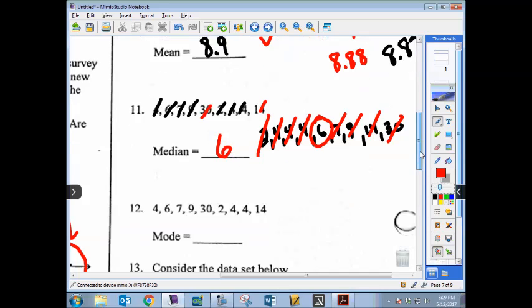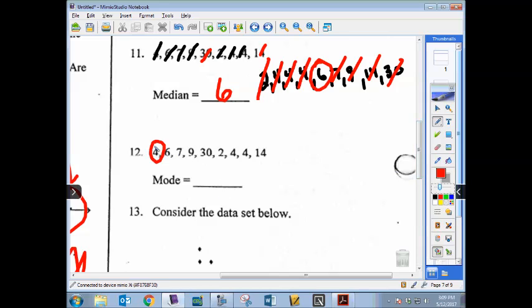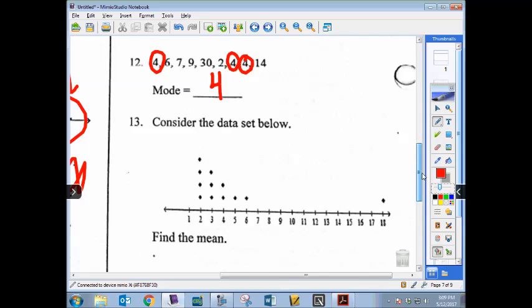Okay, mode, remember mode is the most occurring. You can see that 4 occurs 3 times. None of the other numbers even occur more than once. So that is a pretty easy mode there.